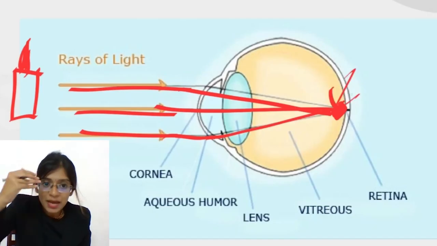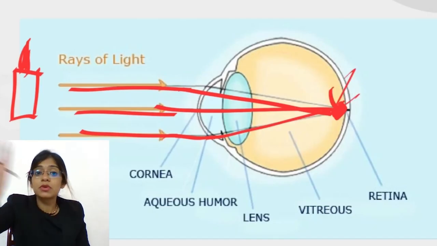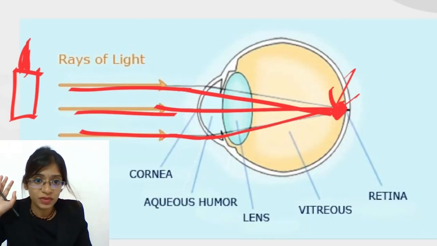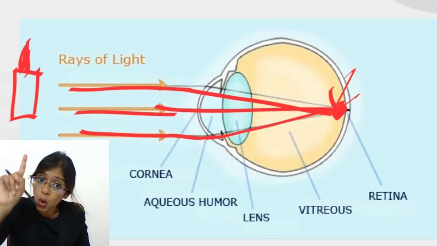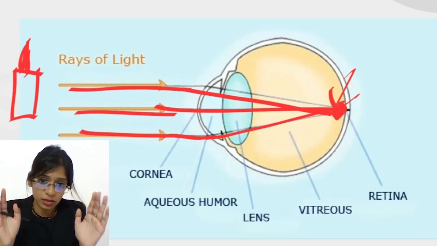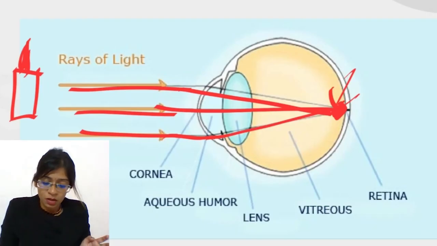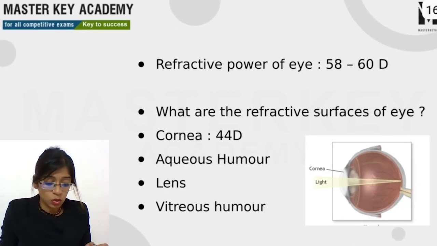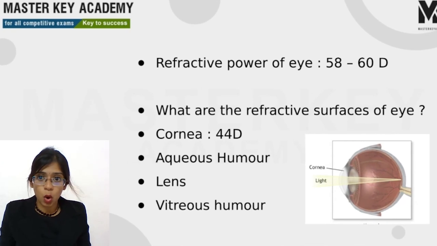That's basically the image formed on the retina. Only then we'll be able to see the image clearly. That image form should be on the retina. Then only we'll be able to see the image clearly. This much understood. Now what is the refractive power of the eye?